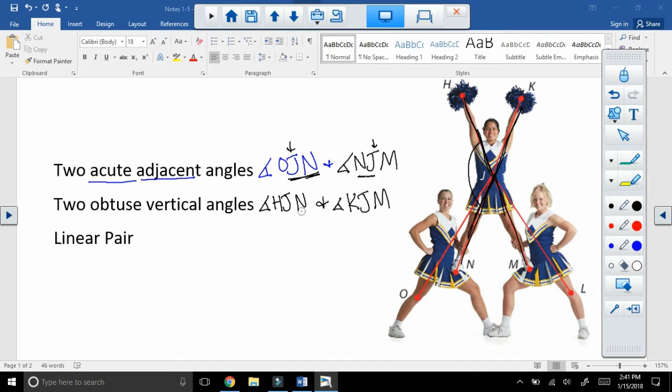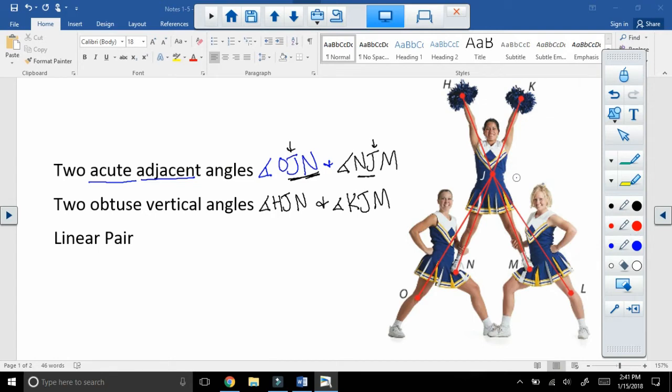And it's okay if you have these in a different order or if you have like the MJK, but you do have to have those two. That's your only pair of obtuse vertical angles. And then the last one here, a linear pair, there are several correct ways that you could define these.